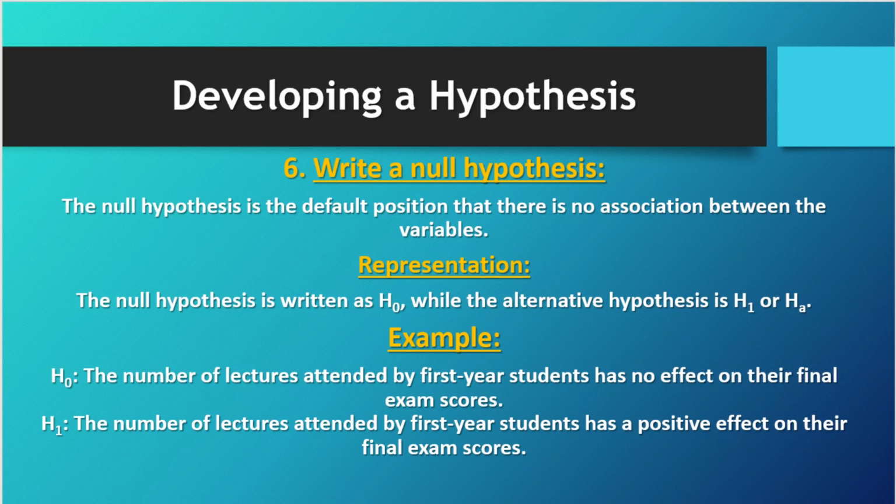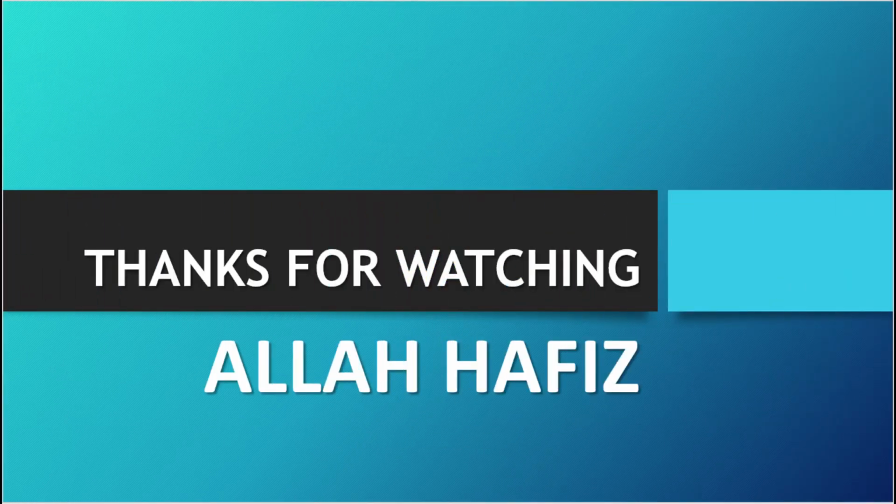Here is the example. H0: the number of lectures attended by first year students has no effect on their final exam scores. The alternative hypothesis is: the number of lectures attended by first year students has a positive effect on their final exam scores. These are the ways in which you can develop a hypothesis in a very easy way.